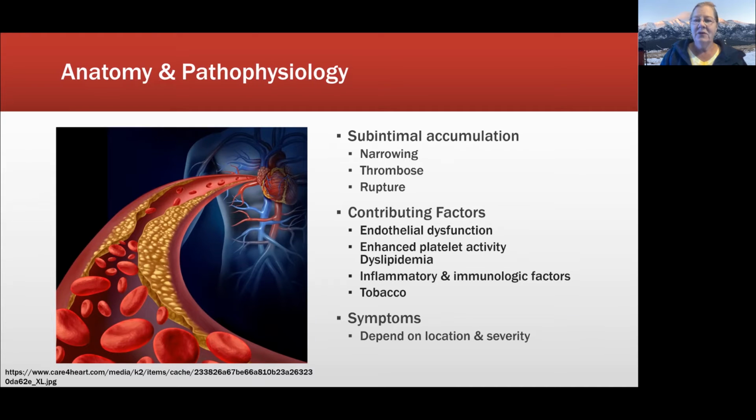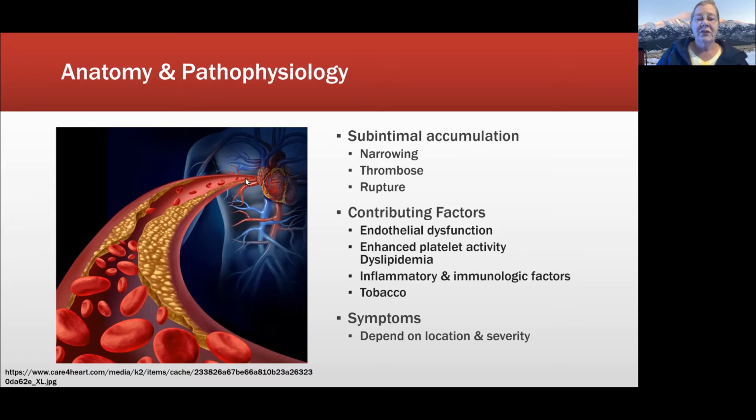All right, so the details of anatomy and the pathophysiology. It's a subintimal accumulation of this plaque. And so when you think about the layers of the arteries, the endothelial layer that is on the inside of the vessel is the intima. And so this plaque builds up just below the intima in the layers of the arteries. The intima is pretty thin, so it doesn't take much for this to actually rupture. Now, we talked about narrowing. As it builds up more and more plaque, this just becomes narrower and narrower, which leads to some of our signs and symptoms, which we'll talk about.